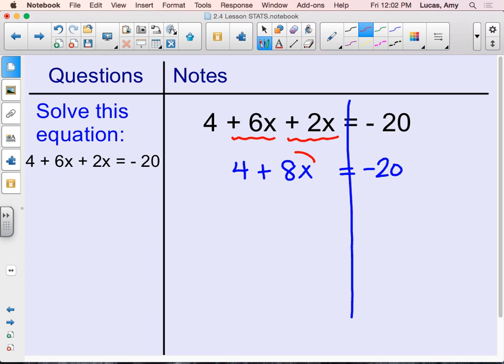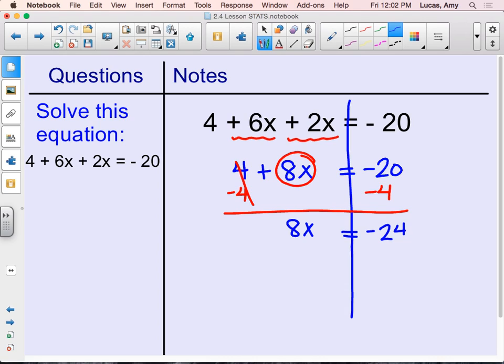Now my variable part is 8x. This positive 4 I would need to subtract to get rid of it. 4 minus 4 is 0. So 8x equals negative 24. Divide by 8 on both sides. And x equals negative 3.